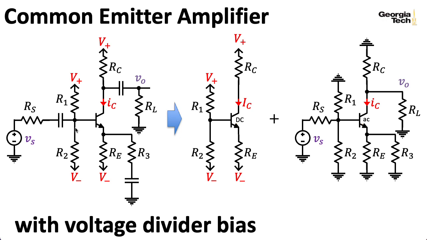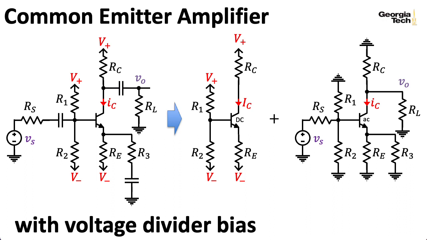So for the DC bias circuit, we open up all of the capacitors. For the small signal circuit, for now we're going to assume that the capacitors act as shorts. Later in the class, we'll talk about ways of treating these capacitors more carefully and considering their effect on the frequency response of the circuit. But for right now, we'll just treat them as shorts.